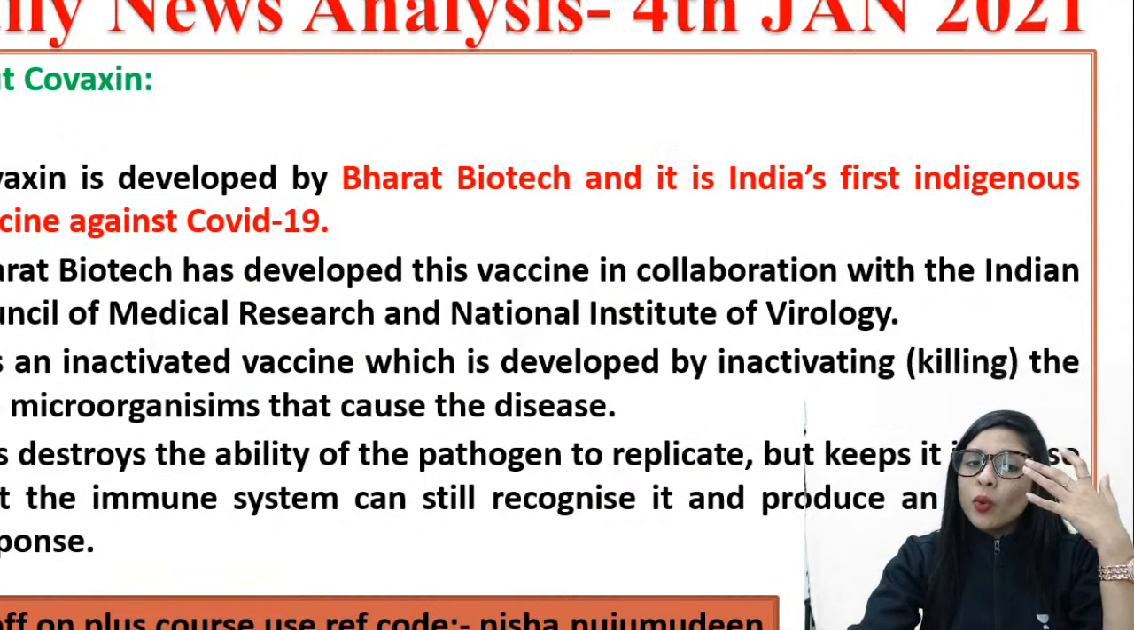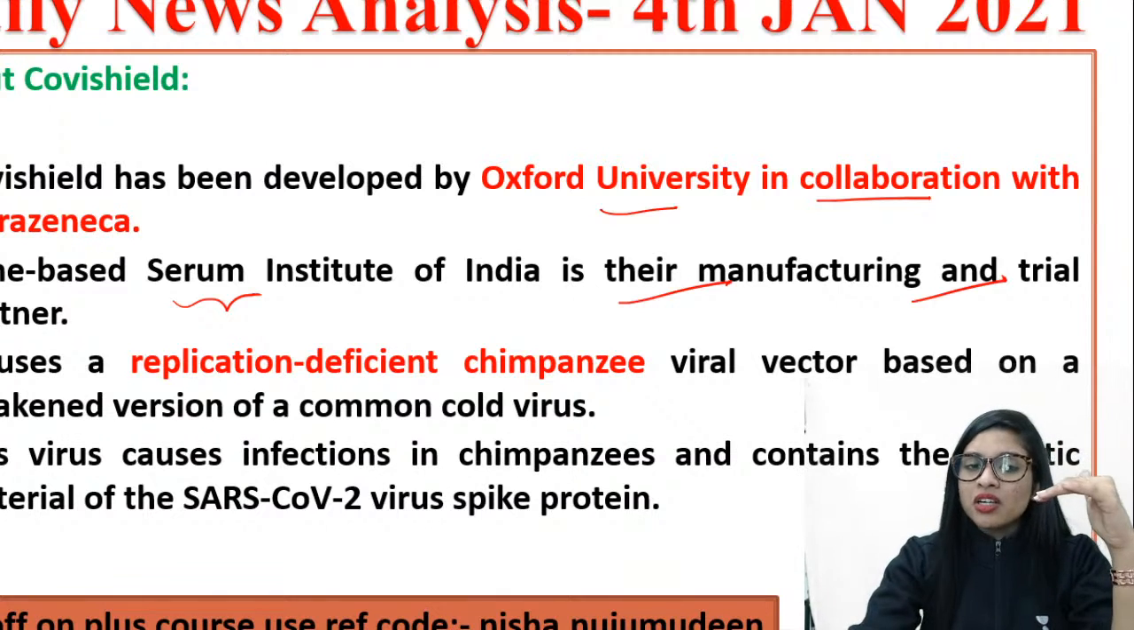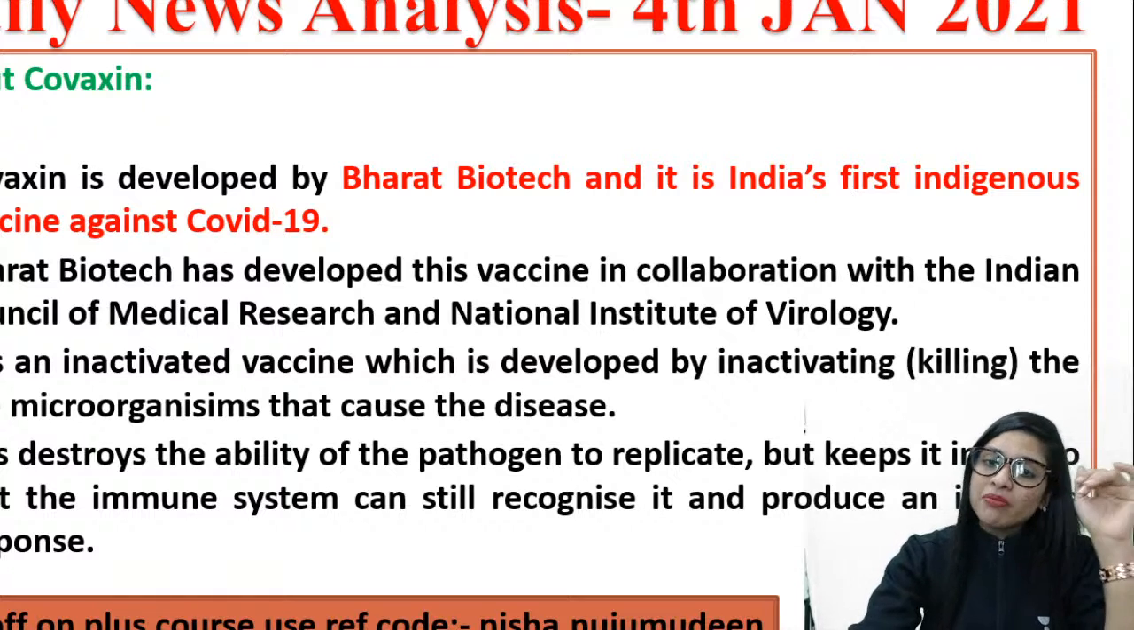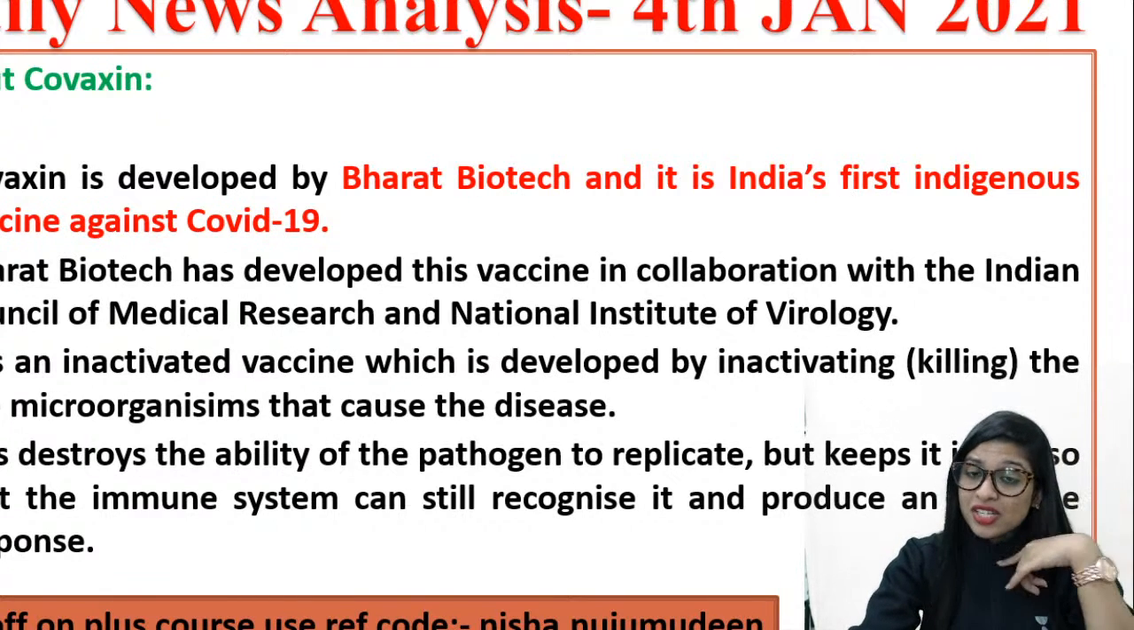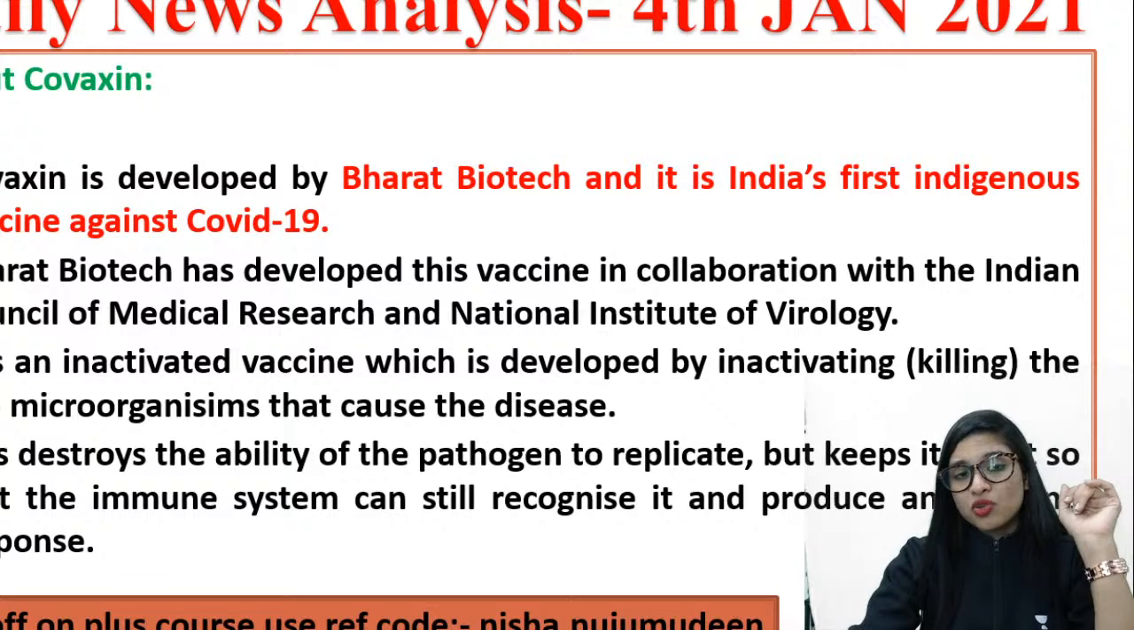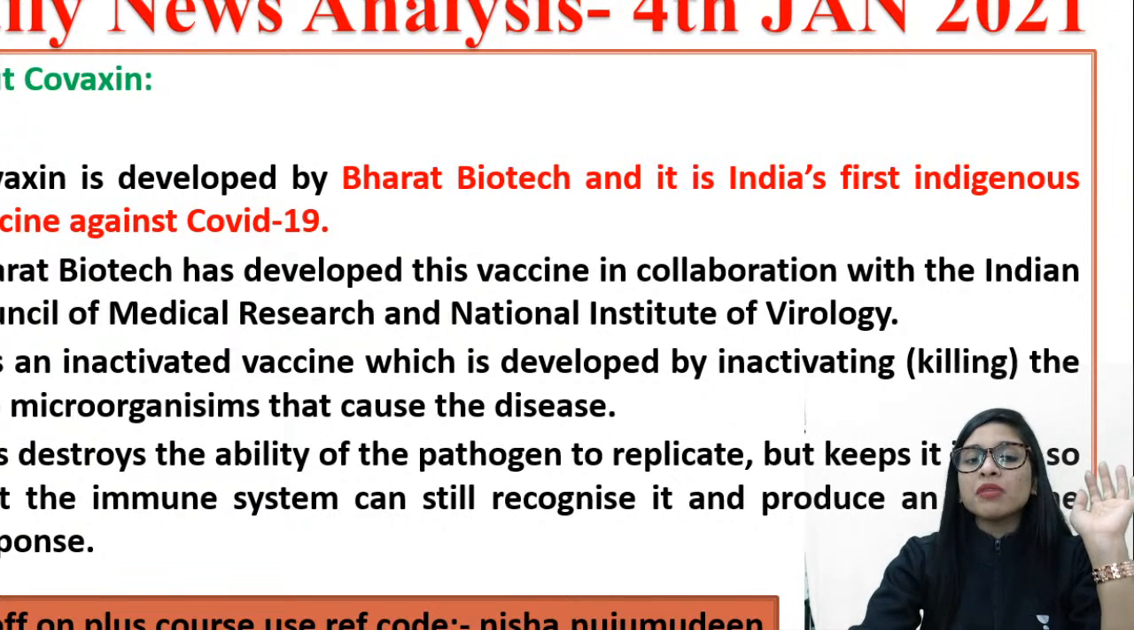What about Covaxin? Covishield basically uses a replication-deficient chimpanzee viral vector. Covaxin is developed by Bharat Biotech, and it is India's first indigenous vaccine against COVID. Bharat Biotech developed it in collaboration with the Indian Council of Medical Research and the National Institute of Virology. Covaxin is an inactivated vaccine. I repeat, inactivated, which is developed by inactivating or killing the live microorganism. Here it is the coronavirus, because that causes the disease COVID.